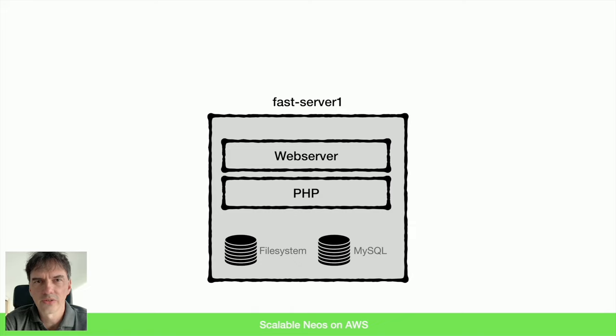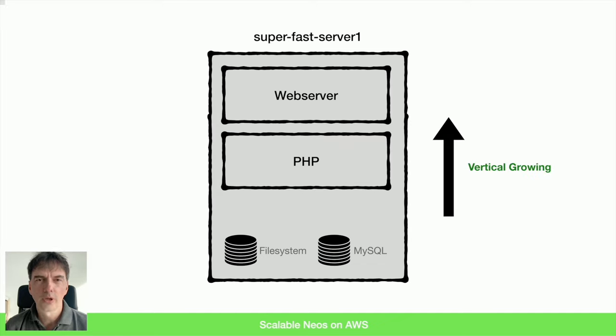Well, you contact your hosting provider and you say, we need this server. And he provides you with a fast server, basically where you install your web server, you install your PHP. It has a file system, it has a MySQL database probably on the same server. And you run it, and your application runs smoothly, and everything is great, and your customers and your users are happy with it. But then people start liking your application, and more accesses start hitting your page, and the server is not fast enough anymore. What do you do?